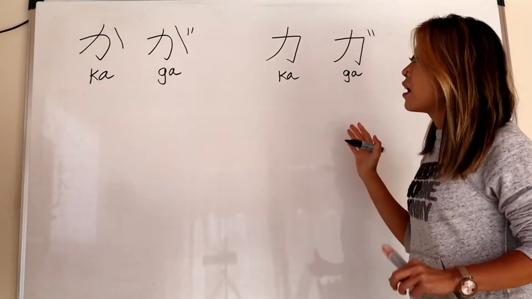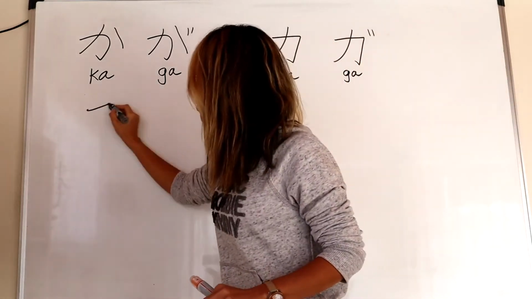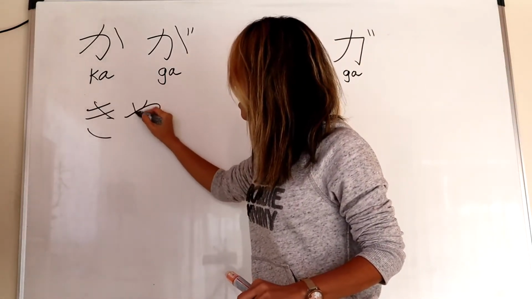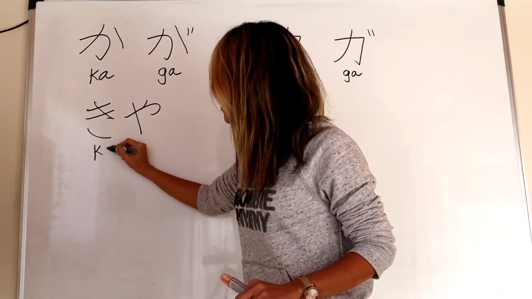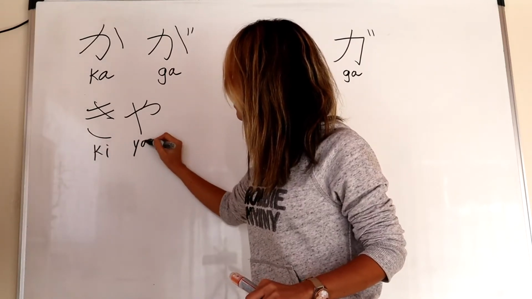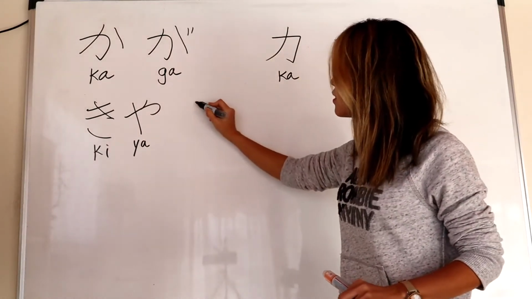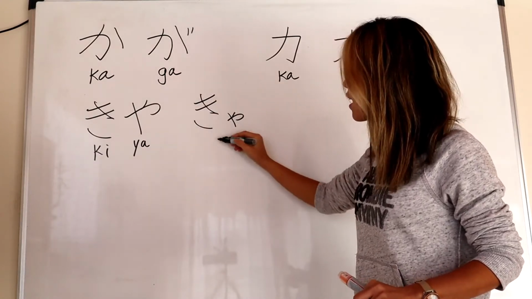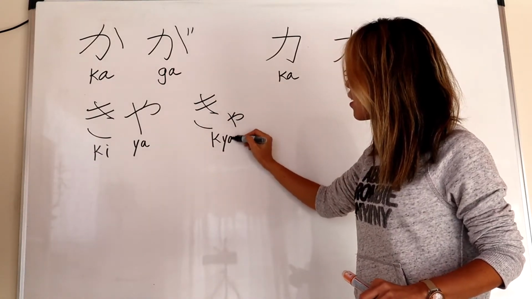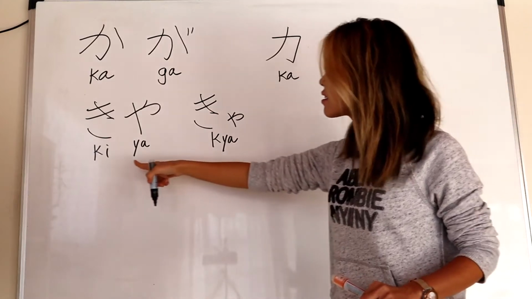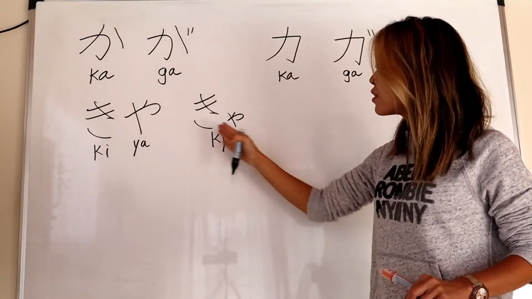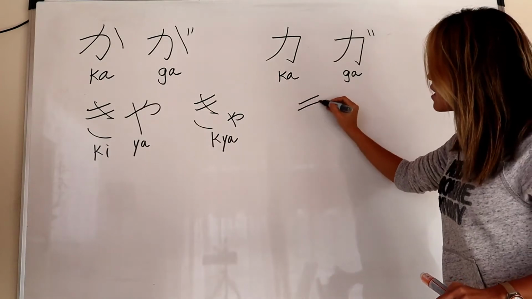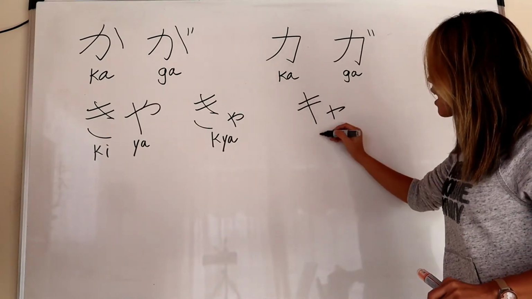And for the other combinations, for example, this is kiya. But do you remember we can make this ya smaller? Kya. That's kya, and this is kiya. Different pronunciation. And this happens the same way in katakana. This is katakana kya.